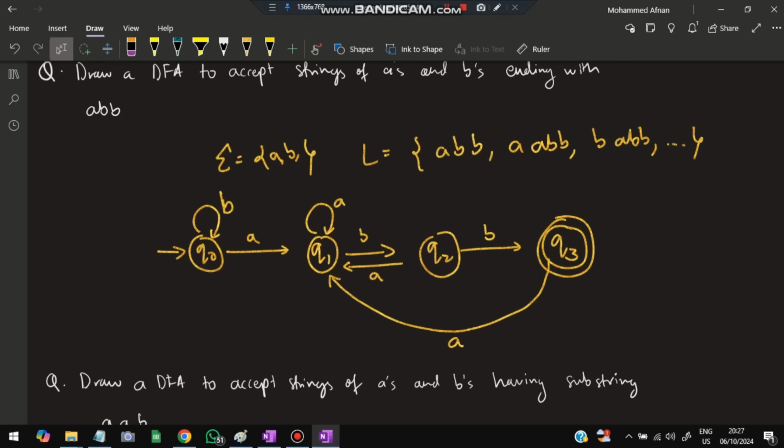Then what will be accepted? B will be accepted, right? That should not happen. So I have to take it at this point here, right? So I'll be taking it back to here, first position. So here B will be there. So B comes here, then another A, B, B should be there at the ending. Okay, so this is how you make the diagram for this question.